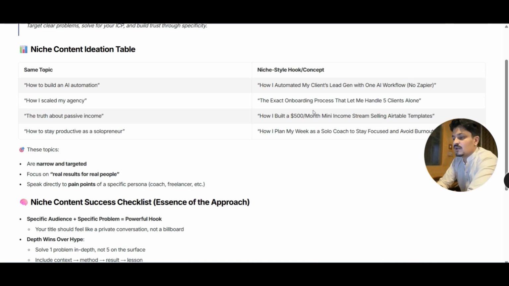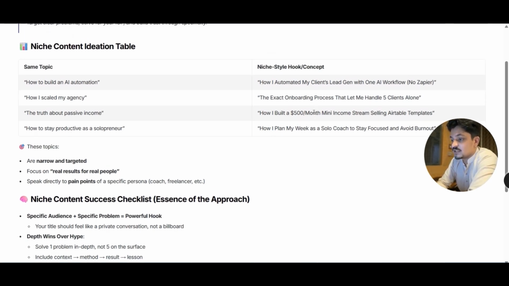But if I'm looking at this title right here, "the exact onboarding process," you can see that it's niche. This concept is talking about a specific pillar of scaling an agency, the onboarding process, right? So yeah, you can see how niche this is.